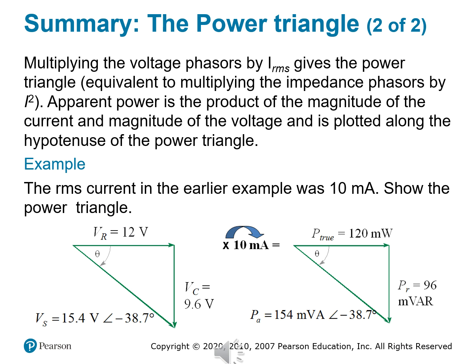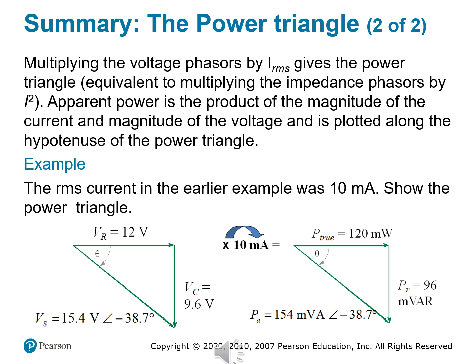And so we get true power, again, the horizontal leg of the triangle. P sub true is going to be equal to V sub R times I. So that's 12 times 10 milliamps. That's going to give us 120 milliwatts. We have the reactive power. That's the vertical leg of the triangle, P sub R. So that's going to be V sub C times I. So 9.6 times 10 milliamps. That's going to give us 96 millivars, millivolt amp reactive.